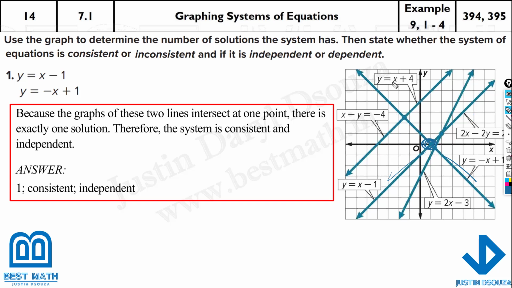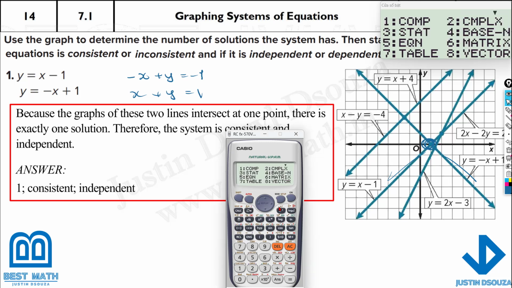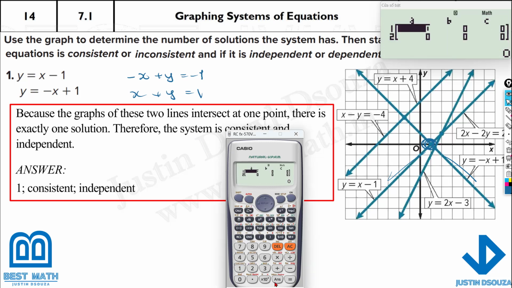Now, how can you check this out in the calculator? You need to write this in the standard form, x and y together. It will be minus x when we move this to the other side, plus y equals negative 1. And then we have x plus y equals 1. We just solve this in the calculator, and we will see. You need to press mode, then 5, then 1. Type in the coefficients minus 1, 1, and minus 1. And for the next one, we have 1, 1, and 1.